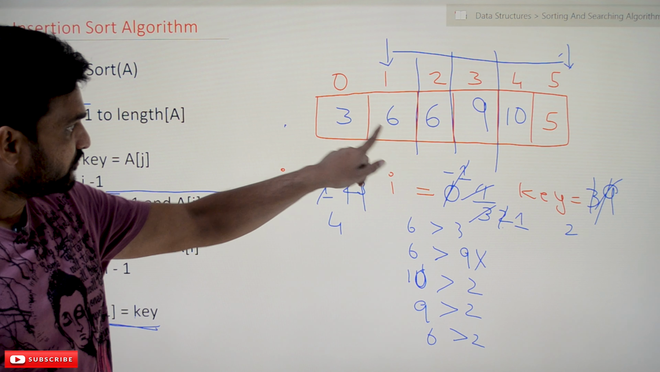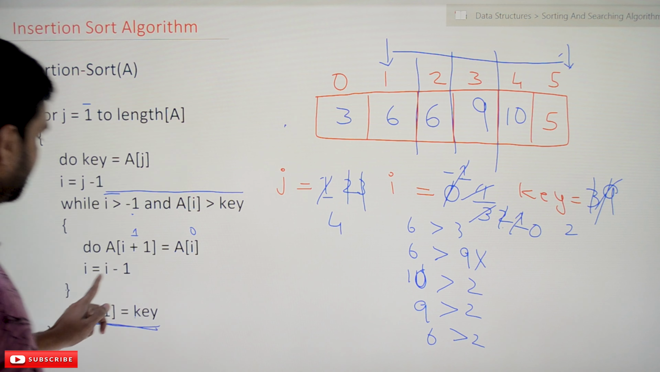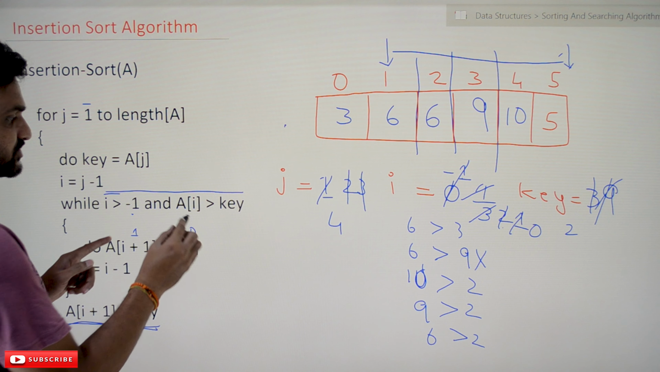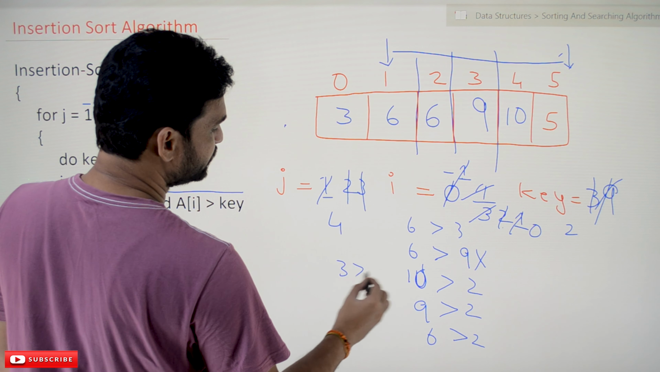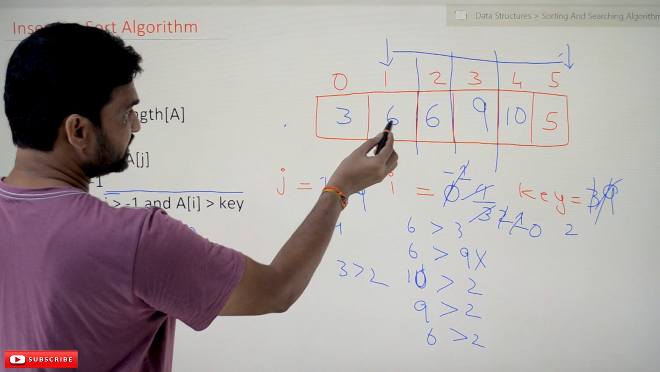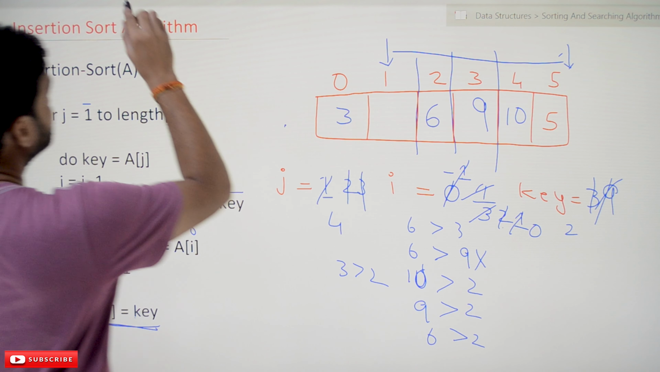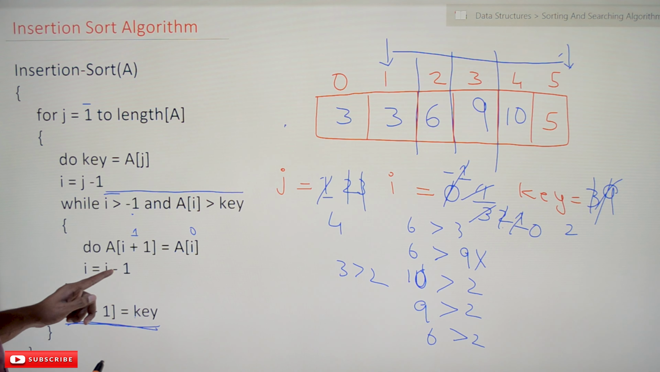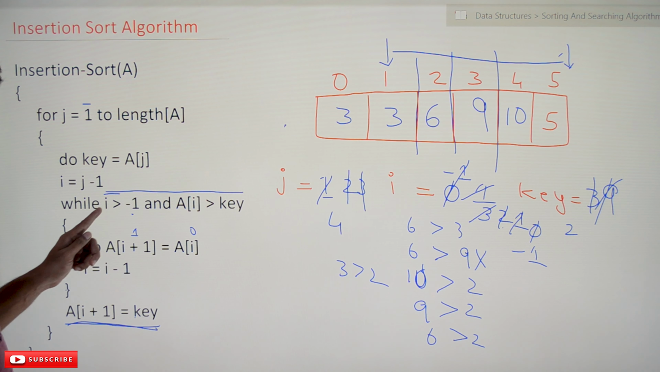Now what is the next iteration? In the next iteration i will be 0. Before that, i is equal to i minus 1, so it is going to be 0. Now is i greater than minus 1? Yes, it is true. a of 0 greater than key: is 3 greater than 2? Yes, it is true. So what we have to do? We have to shift this 3 into this position. I am deleting this because it is overwritten. So the 3 will be shifted here, and i is equal to i minus 1. So now i becomes minus 1. And again, is i greater than minus 1?